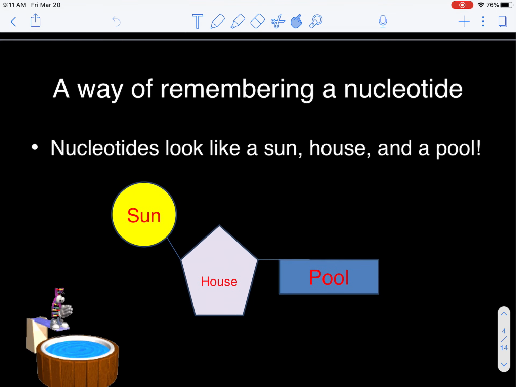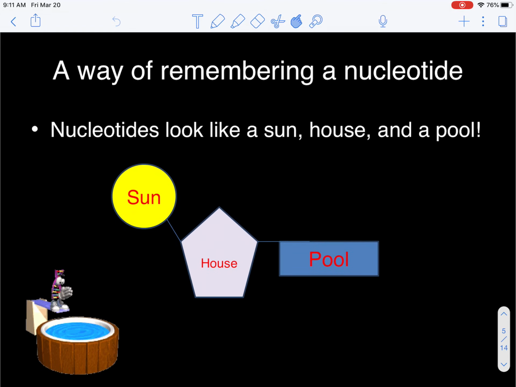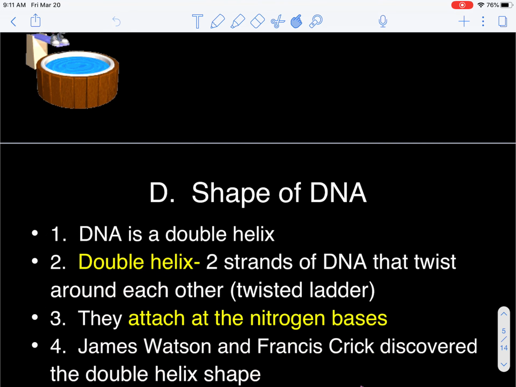The way I remember the structure of a nucleotide is that for me, the phosphate looks like a sun, the sugar looks like a house, and the base looks like a pool. Might not work for some, it might work for others, but that's what a nucleotide reminds me of. I guess I always have summer on the mind.